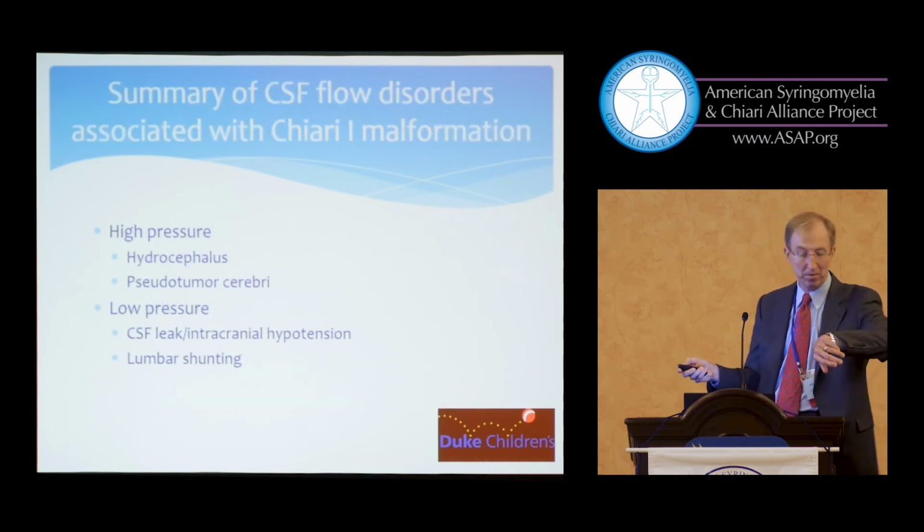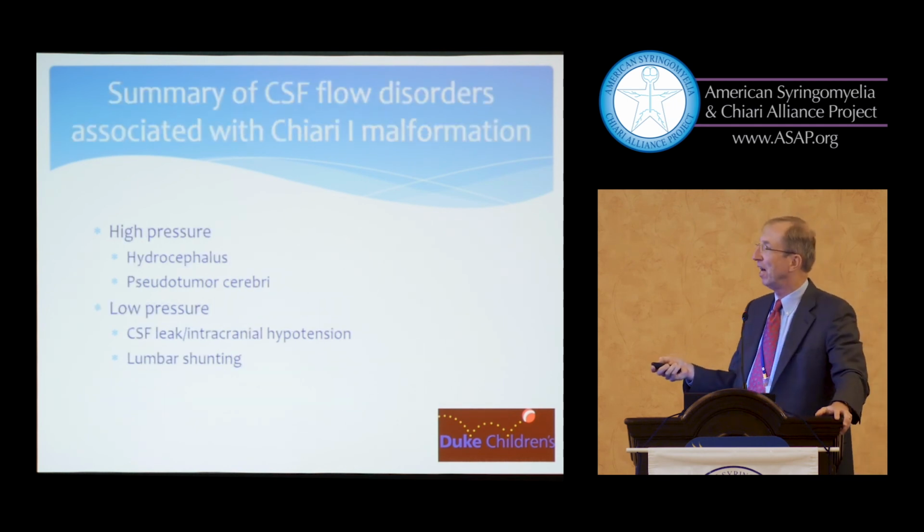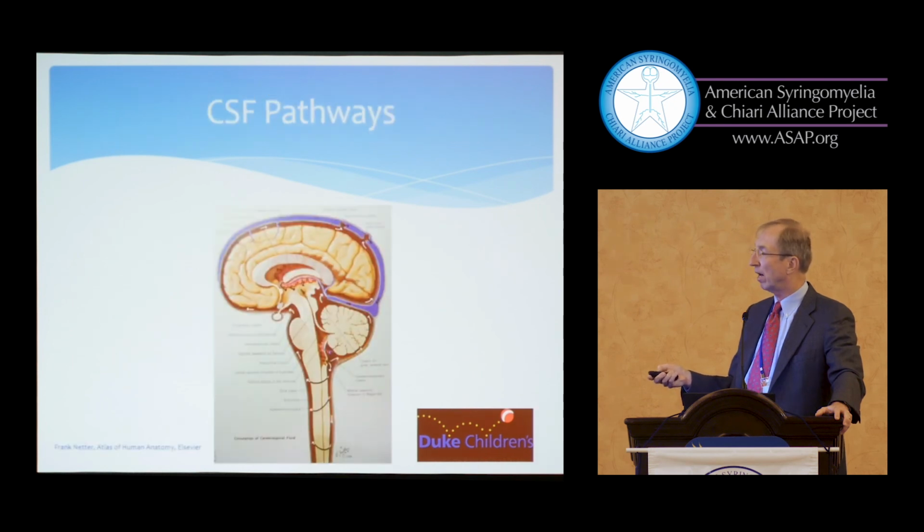So in summary, as a quick overview here, we've tried to divide these CSF flow disorders in terms of high pressure, hydrocephalus and pseudotumor, low pressure, CSF leak, intracranial hypotension, and lumbar shunting. We talked about the CSF pathways. The Chiari sits right here in the middle. So high pressure above or low pressure below is just going to exacerbate the problem that we have to deal with.